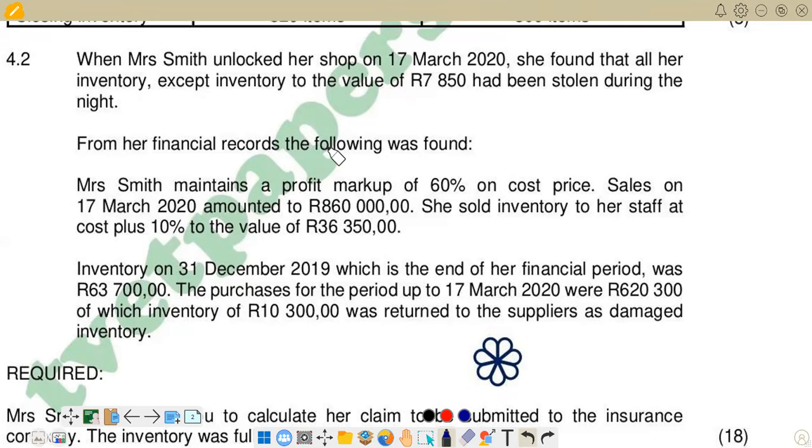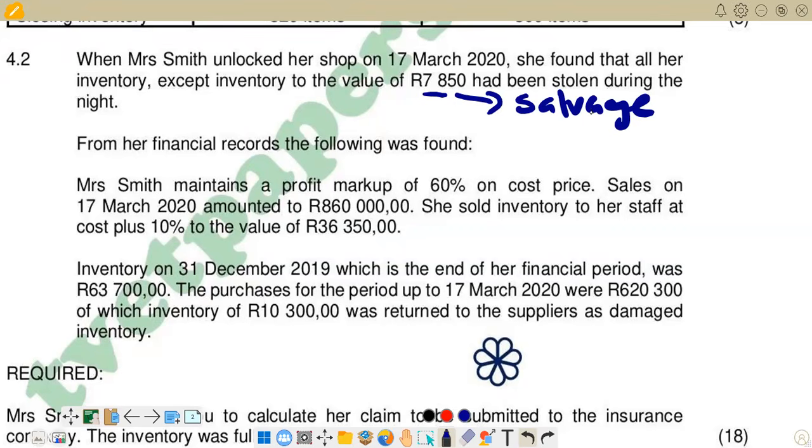required part. The question reads: when Miss Smith unlocked a shop on 17 March 2020, she found that all the inventory except inventory to the value of 7,850 had been stolen during the night. So we've got inventory that was left after the other part of the inventory went missing. So this one represents the salvage amount. This is the salvage.